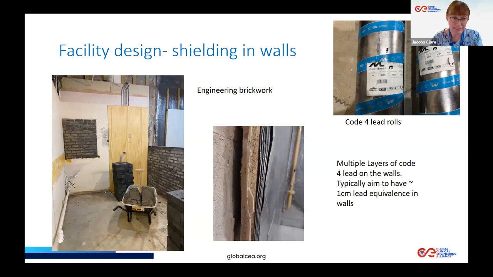It's high density brick to create new walls, and then on existing walls, layers of lead were applied to create additional shielding. The aim is to have about 1 centimetre lead equivalent in the walls. At photon energies of 511 keV, this reduces the dose rate by approximately 1/4.